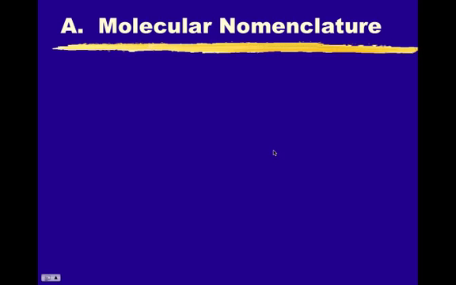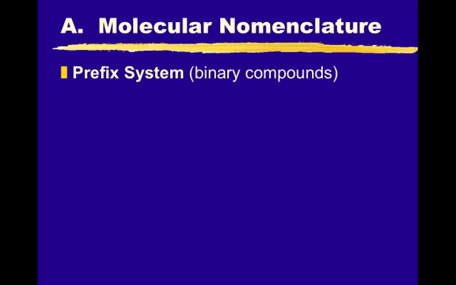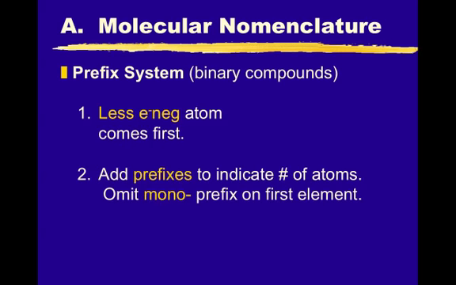So molecular nomenclature, how do we name things? We use what we call the prefix system for binary compounds. The prefix system uses a set of prefixes to indicate the number of atoms present. In writing the formulas, the least electronegative atom comes first. Then we add prefixes to indicate the number of atoms present. Now there is one exception when we do not use prefixes, and it's mono. We do not use mono when it's the prefix for the first element. It'll make more sense here in just a second.